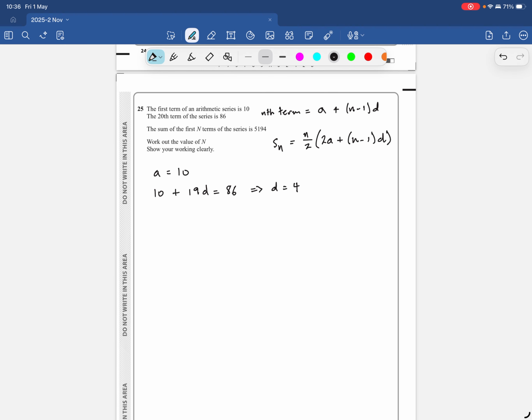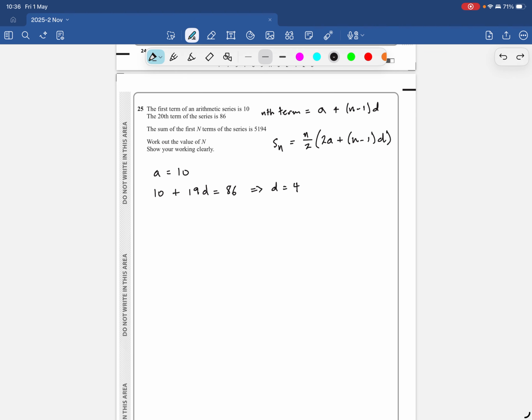And the only thing that we now have to do is use this formula and set it equal to 5,194 and solve for N. And you'll find that since it's a quadratic, you're going to get two solutions. One of them will be negative. It doesn't make sense to talk about the negative value of the nth term of an arithmetic series when n is negative, so we just reject that and go ahead.